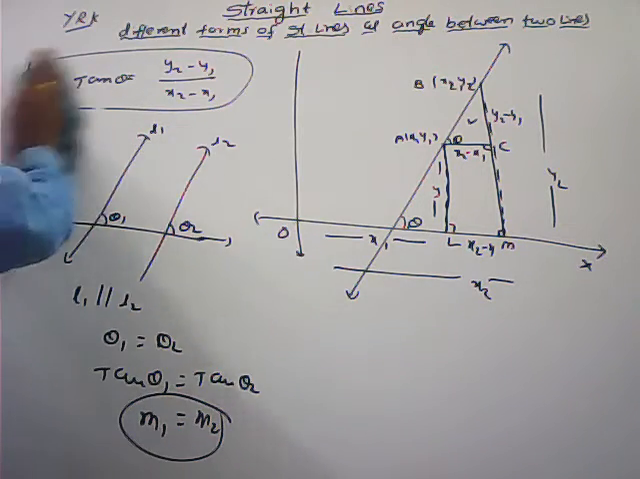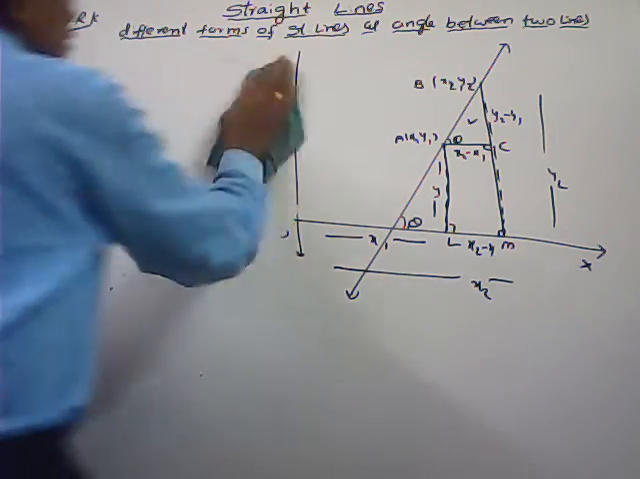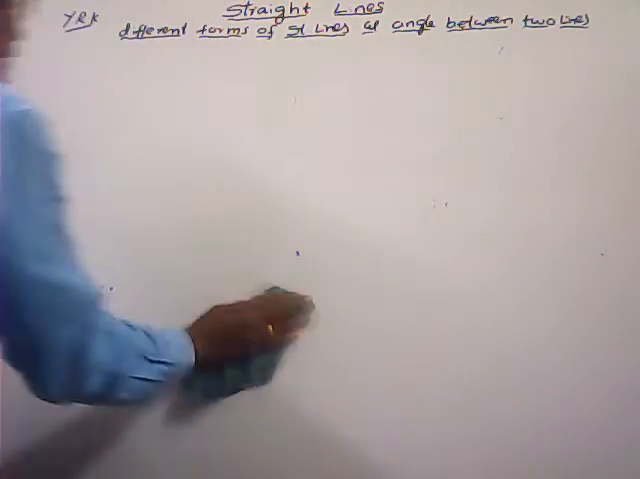And if two lines are perpendicular, then what about the nature of the slopes of the two lines?